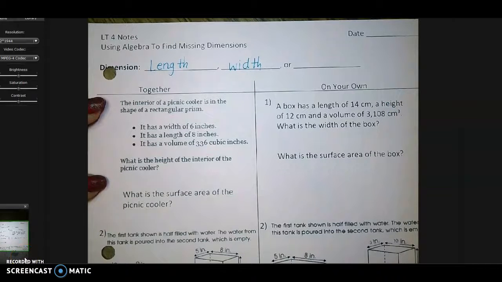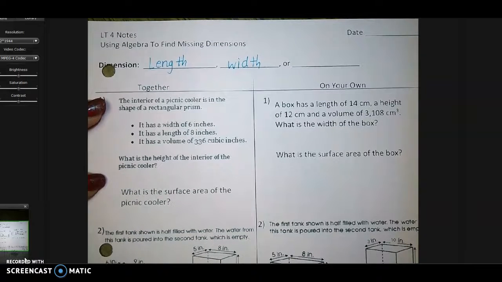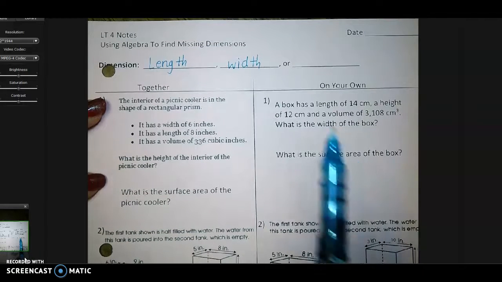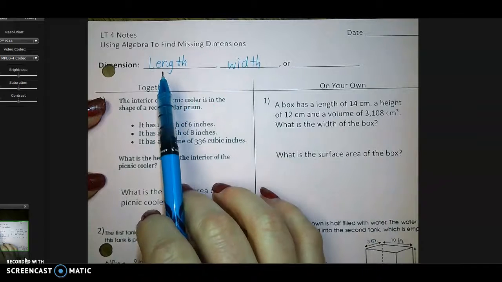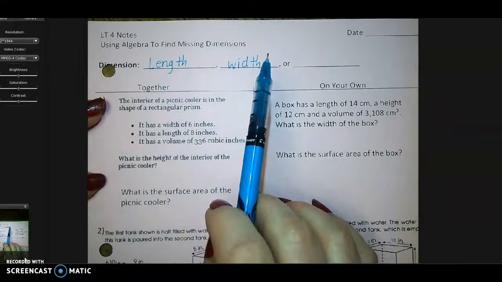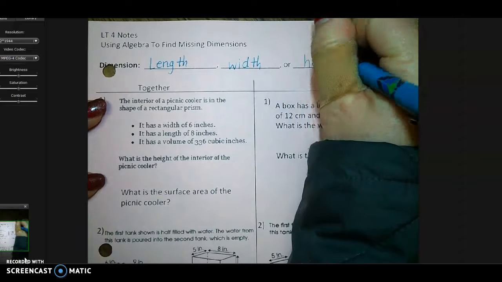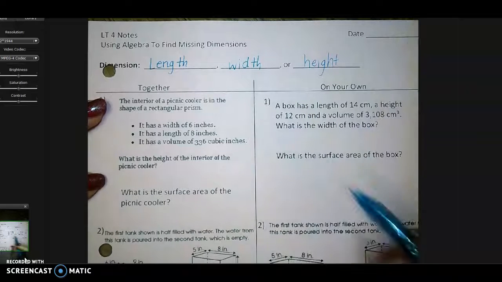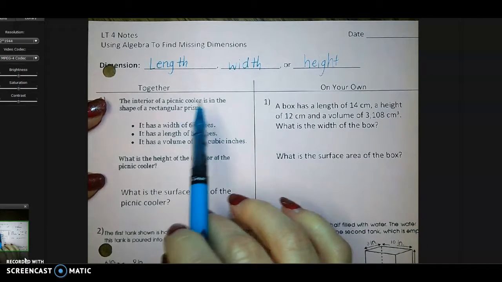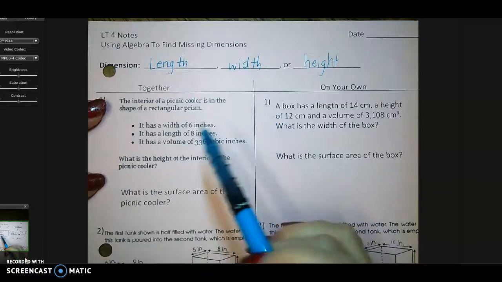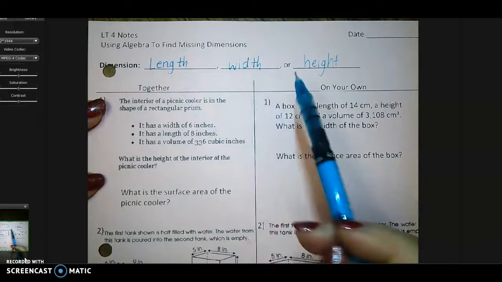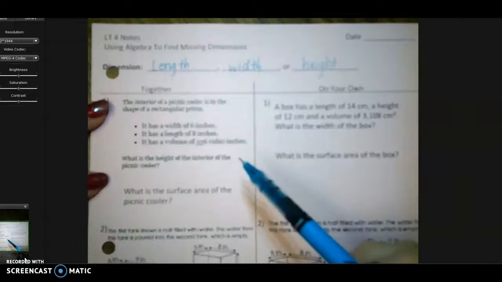Good morning. We are using algebra this morning to find missing dimensions, and we've been talking about volume and surface area. Those are the kinds of problems where we're going to be trying to find a missing dimension. So when we've been doing these problems, they've given us the length and width, and because this is a three-dimensional object, we're also going to be talking about its height. They've been giving us those three. Now they're going to give us the surface area or the volume, and we're going to have to work backwards to find one of those missing dimensions.